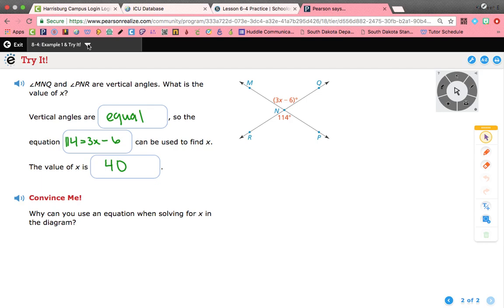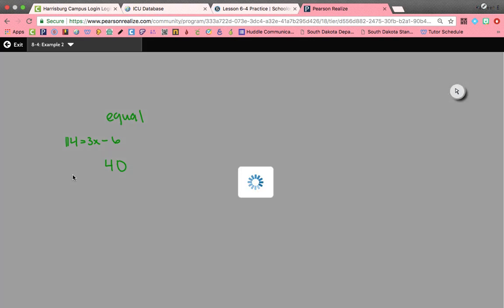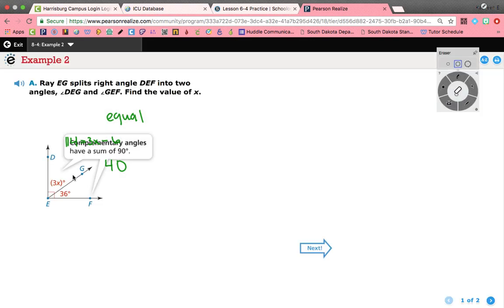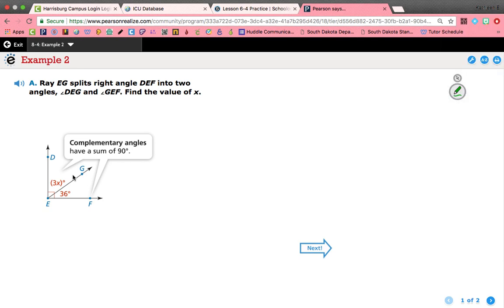All right, example 2. Ray EG splits right angle DEF into two angles. Angle DEG and GEF.